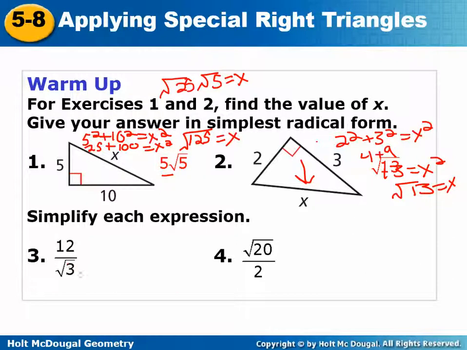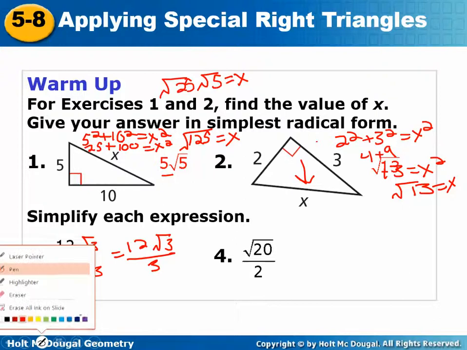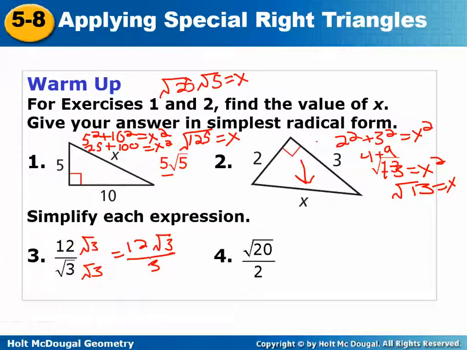Now, in number 3, we have the square root in the denominator. That's not allowed. So we do something called rationalizing the denominator, which would give us 12 times the square root of 3 over square root of 3 times square root of 3, which is 3. Now, we're still not done because you can simplify the 12 and the 3. This 3 can go into 12 4 times. Now, nothing changes inside the square root. That's like a separate thing. So we would just get 4 square root of 3 for this.